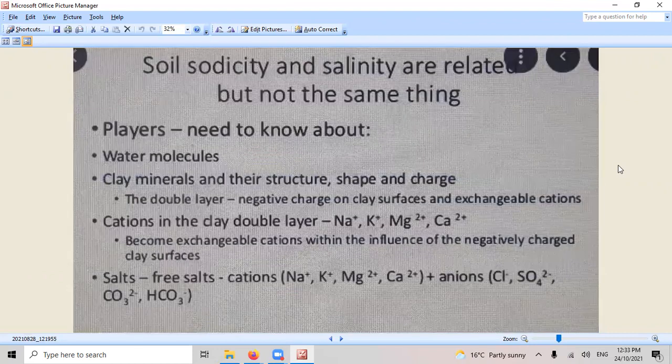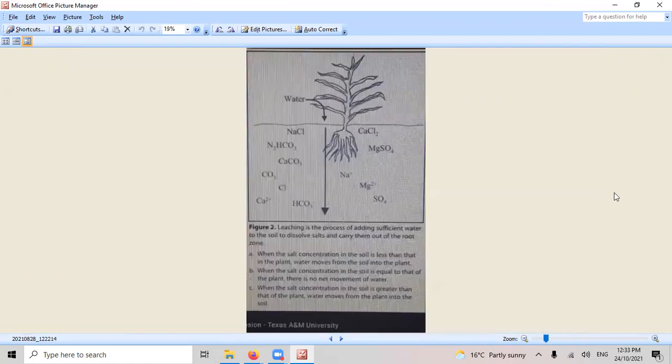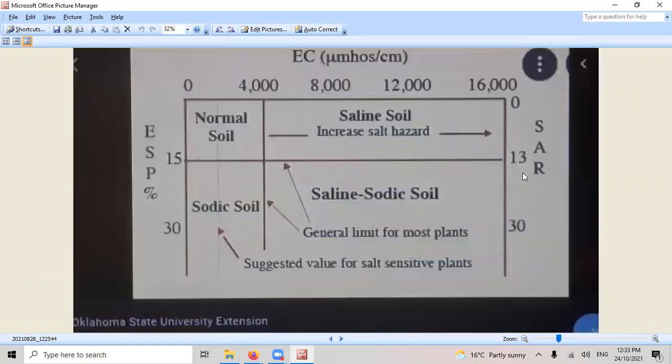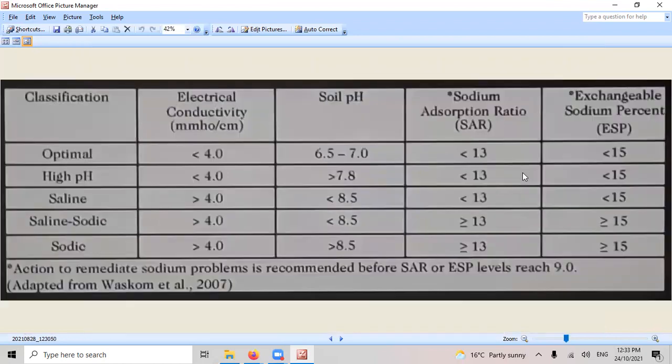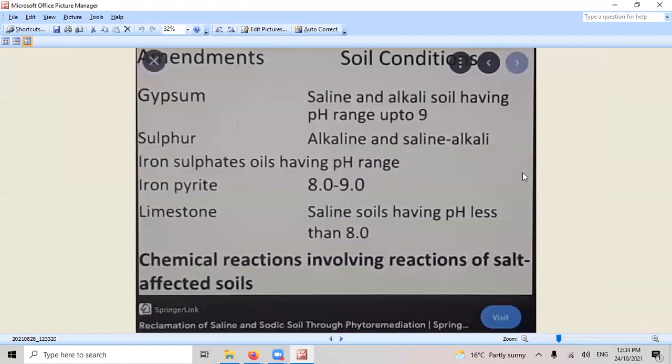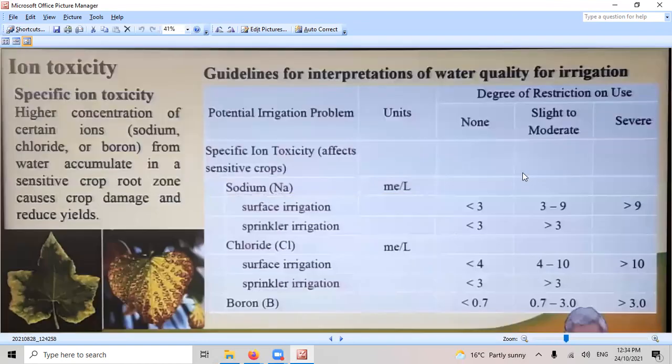Yes. So you see, they're related. This is a pretty good reading too. You can have all my free stuff here. Leaching is a process that adds sufficient amounts of water to the soil. That's how you flush. Saline, pH, yeah. Gypsum. Iron toxicity, uh-oh. So you don't see all the rust. Look at it.